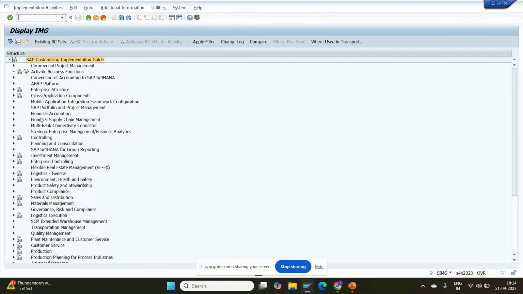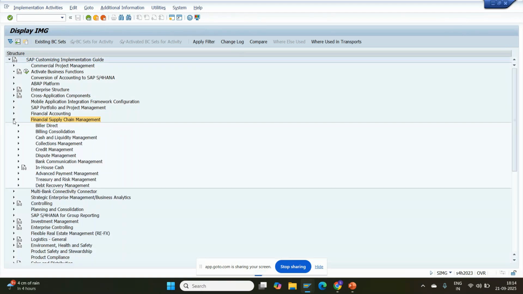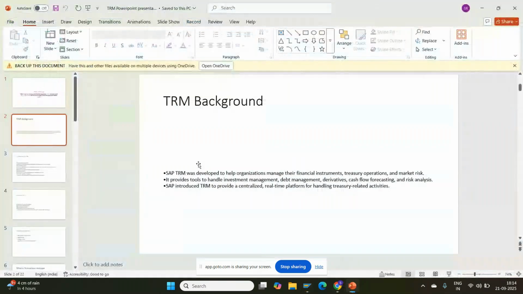Okay, this is the financial supply chain management. Under the financial supply chain management, we have the treasury and risk management. Next thing is, what is the use of TRM? Why would a company use TRM?